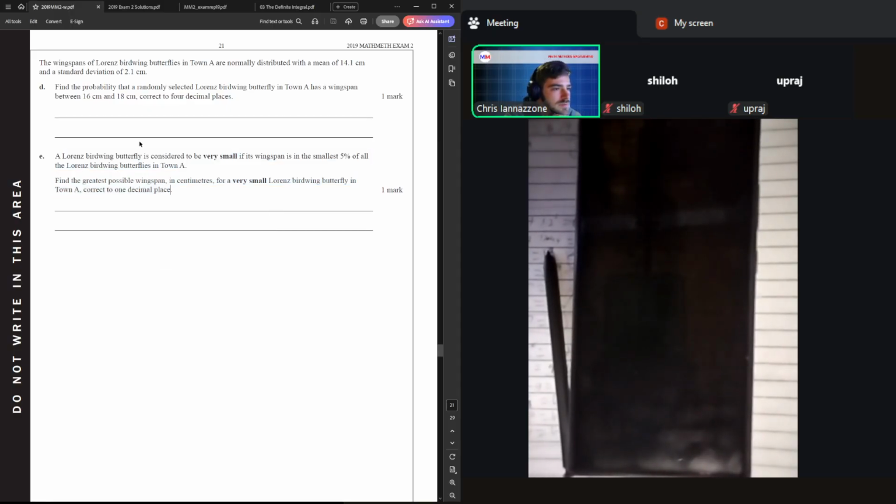Part E. Very small is if you are in the smallest 5%. Oh, okay, so figure out how big a wingspan could be for a very small bird. Oh, butterfly. So, you've got your smallest 5% on the normal distribution, you're all the way on the left in the 5% range. How big can you possibly get up the x-axis scale before you're out of that range of being considered very small?